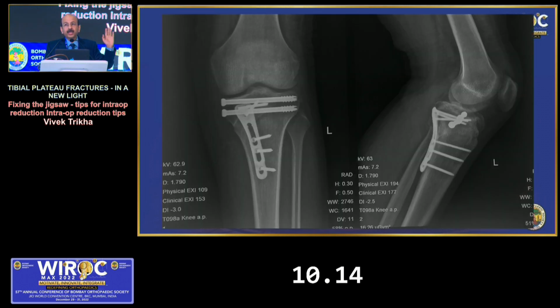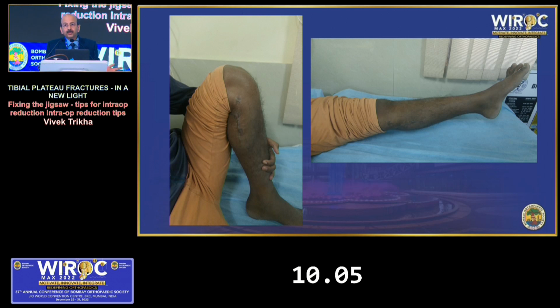And that's how you can get excellent reduction, not the widening of the tibial flares, with 2 lag screws and a posterior plate, and excellent results.